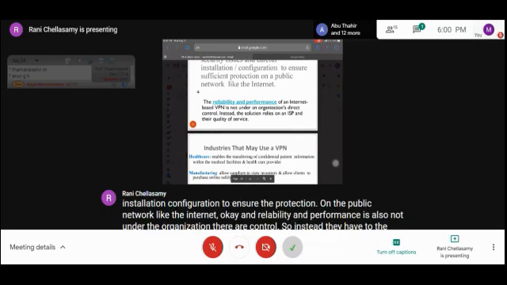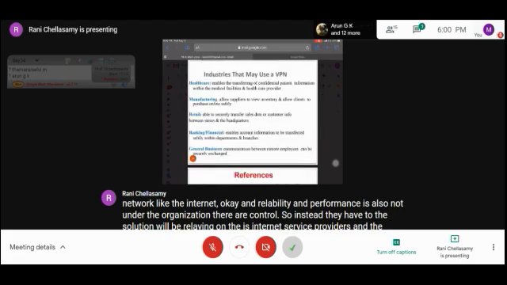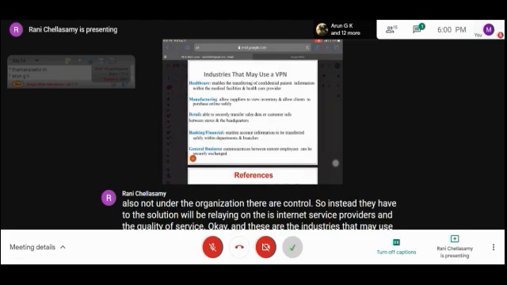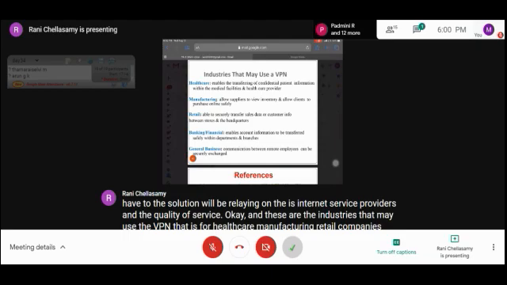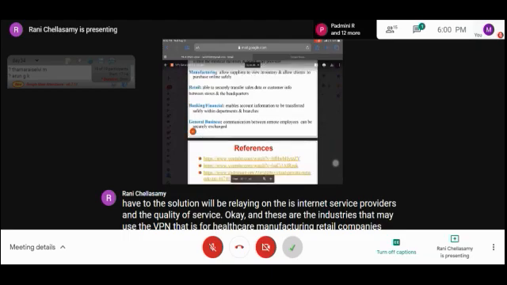These are the industries that may use the VPN: healthcare, manufacturing, retail companies, banking, and financial business. All of these can use a virtual private network to have confidential transmission of data.